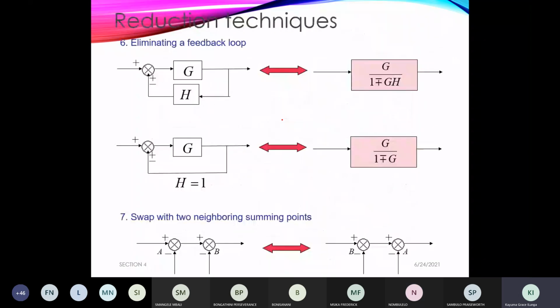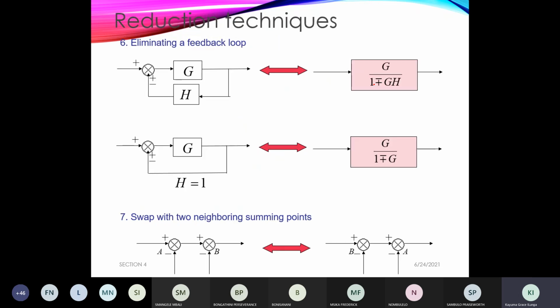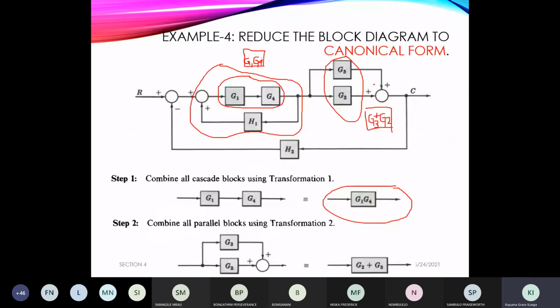Remember here, when we want to move the summing points, we can move the summing point ahead, or we can move the takeoff point. So if we want to move this one ahead, we have to multiply by 1 over G. So we move in the other way. So let's go back now here.